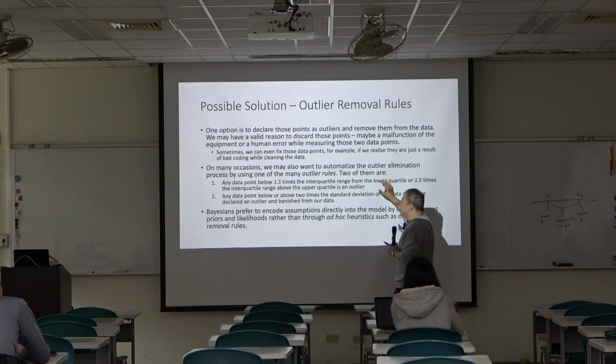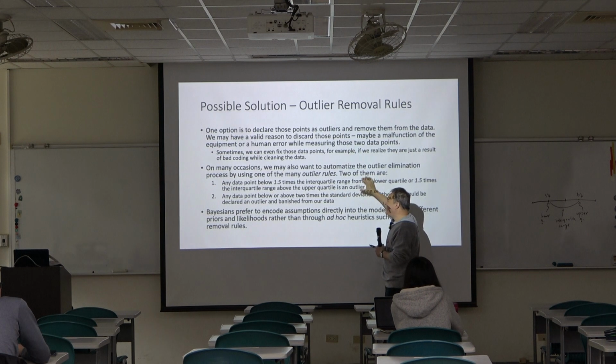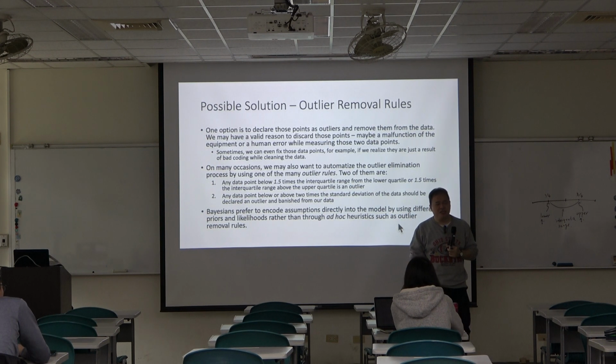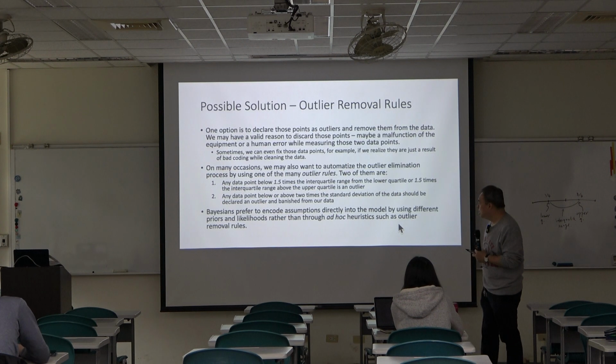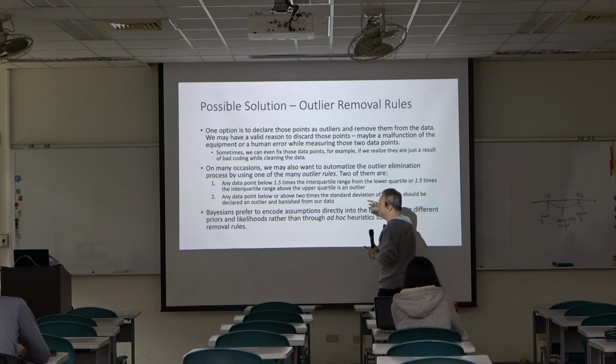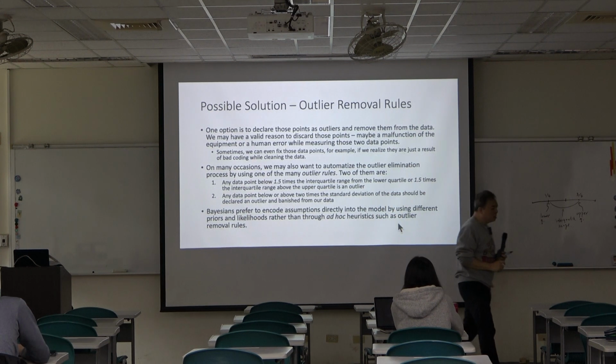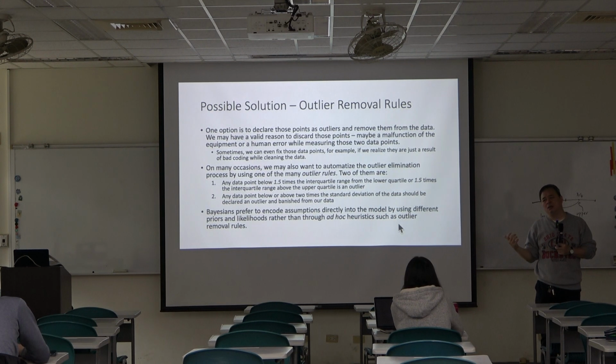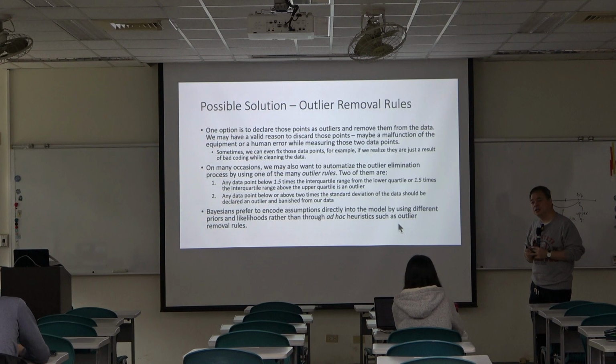The second way to get rid of outliers. These two are not applied simultaneously. You could, but normally we just pick one. Any data point below or above 2 times the standard deviation of the data, we claim it an outlier. The second one is perhaps more commonly used, to be honest with you, but both are valid.